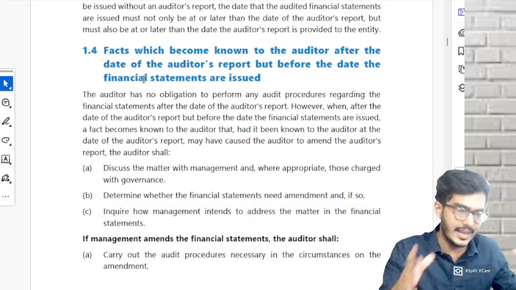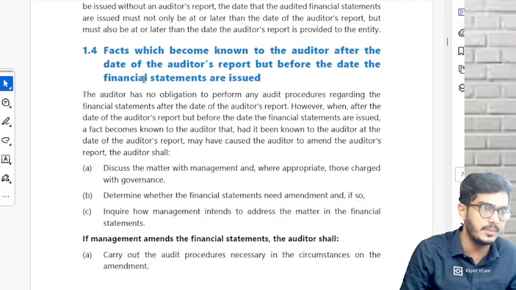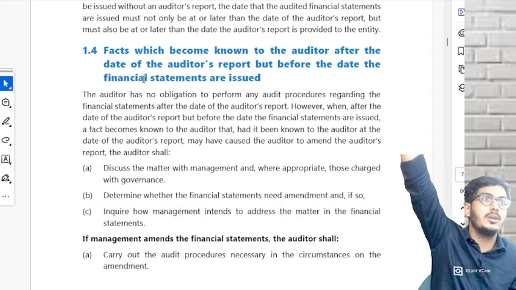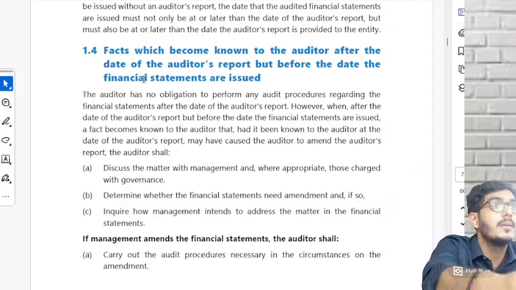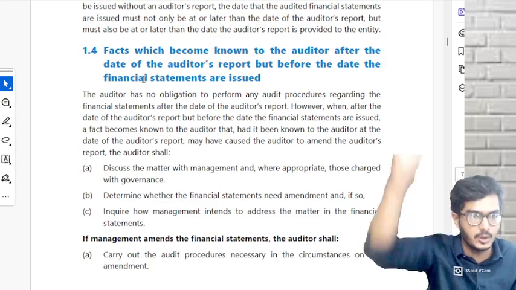Remember, practically and theoretically, once the auditor's report is signed and you've signed the financial statements, you cannot directly go and issue them to the users. First you have to give them to the management. Management will hold an AGM, call the users, and give it to the people.